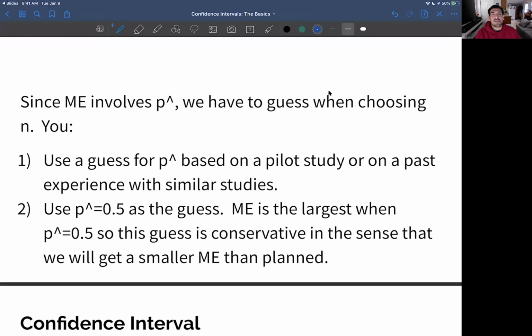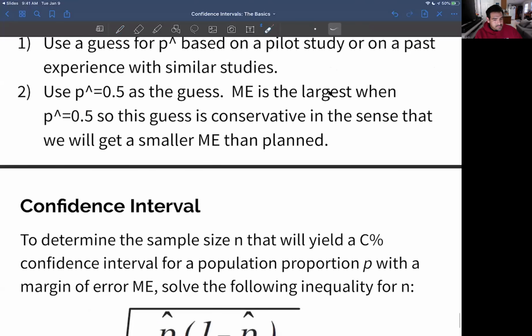If you want to make sure that you are selecting a large enough sample size, always assume that you want to use a proportion of 50%. The margin of error is the largest when the statistic is 50%. So guessing 50% is going to make sure that we at least cover the values of what we need. If you don't know, when in doubt, always use 50% as your sample statistic.